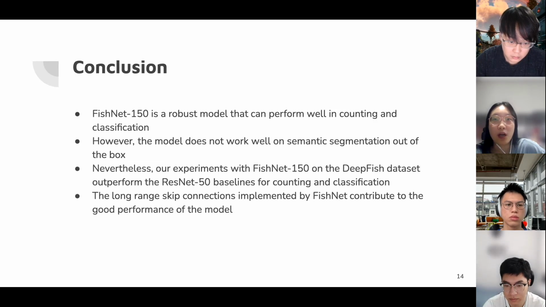Now we come to the conclusion. In this project, we re-implement FishNet and apply it to multiple types of tasks. We find that FishNet 150 is a robust model that can perform well in counting and classification tasks. However, the model does not work well on semantic segmentation out of the box. Nevertheless, our experiments show FishNet 150 on the DeepFish dataset outperforms the ResNet 50 baseline for counting and classification.